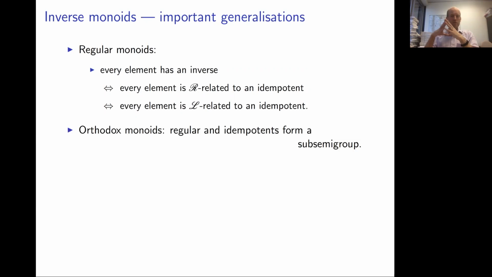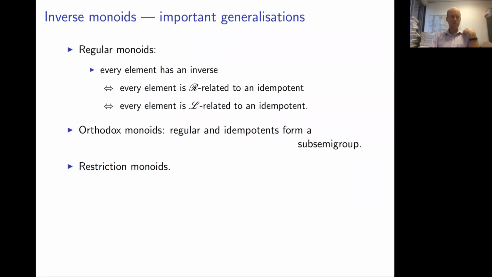You can take the requirement that idempotents commute. If idempotents commute, then the set of all idempotents form a subsemigroup. It'll be a commutative subsemigroup, so a semilattice. If you don't require that they commute, but just require that they form a subsemigroup, you get the class of orthodox monoids. Then we have restriction monoids, which are further generalizations.